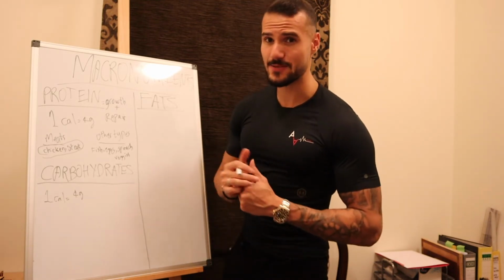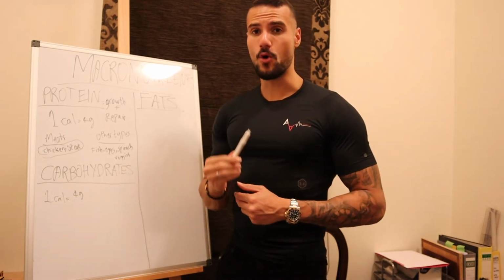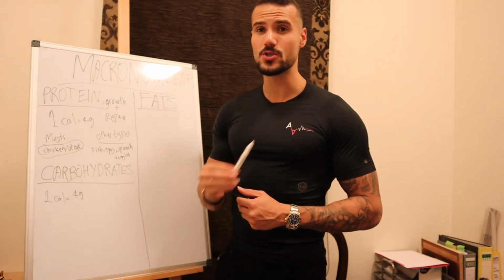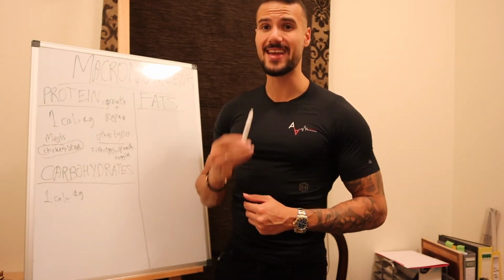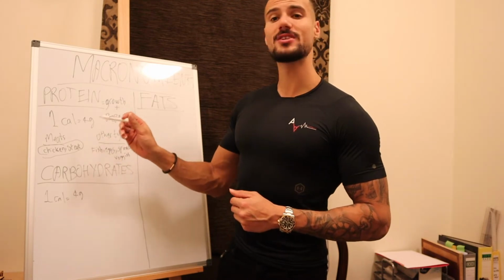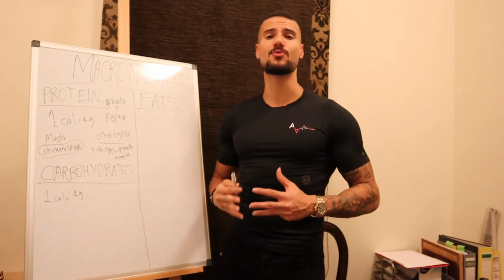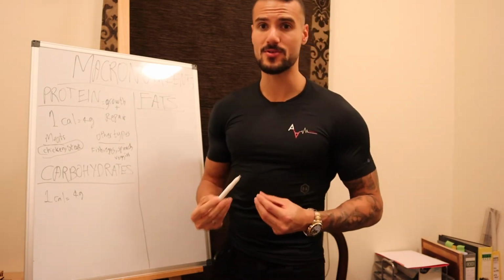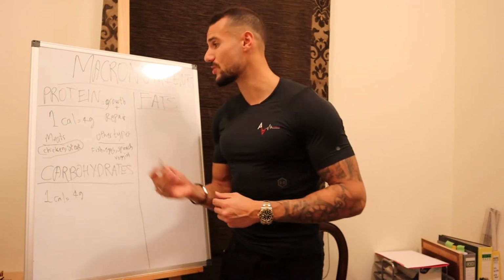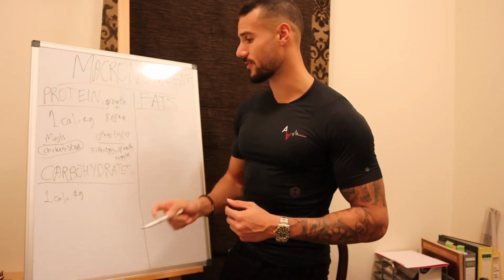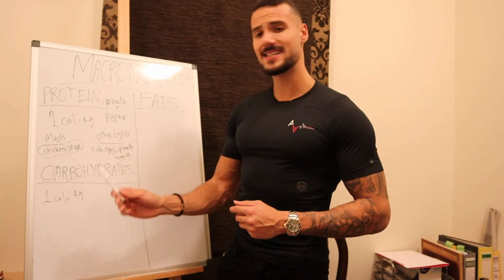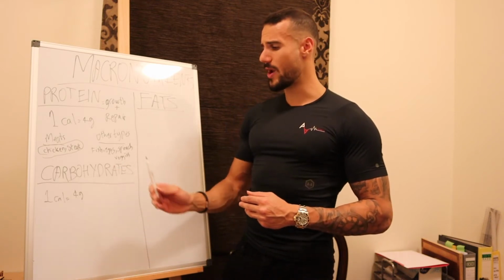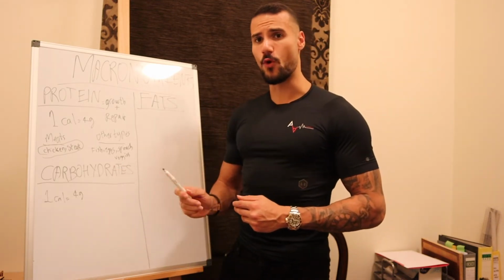As I said in the last video, it's 1.6 to 2 grams of protein per kg. So that's why you need it, because it's responsible for the growth and repair of the muscle fibers and the cells in your body. So that's why it's extremely important. Carbohydrates, as I said again, it's exactly like protein. 1 calorie is equal to 4 grams.